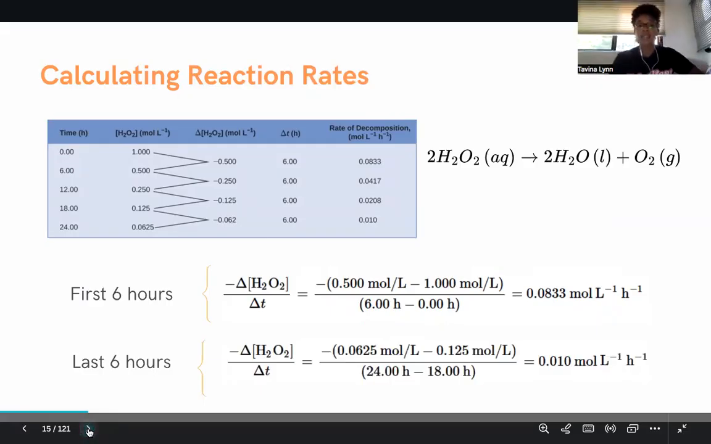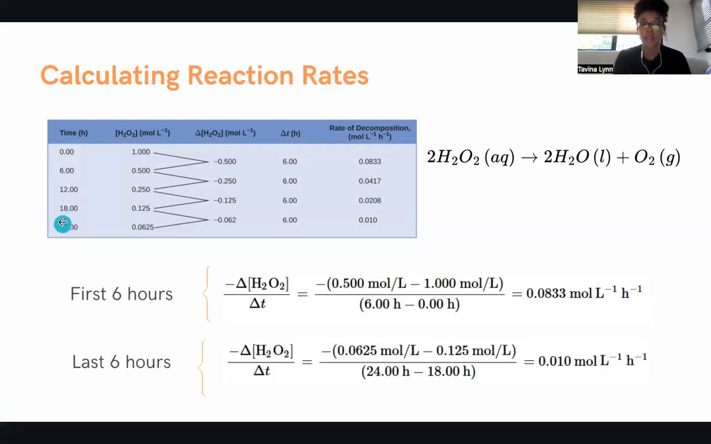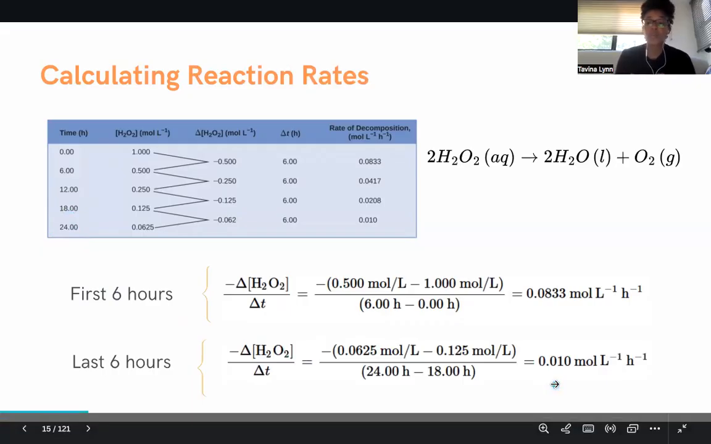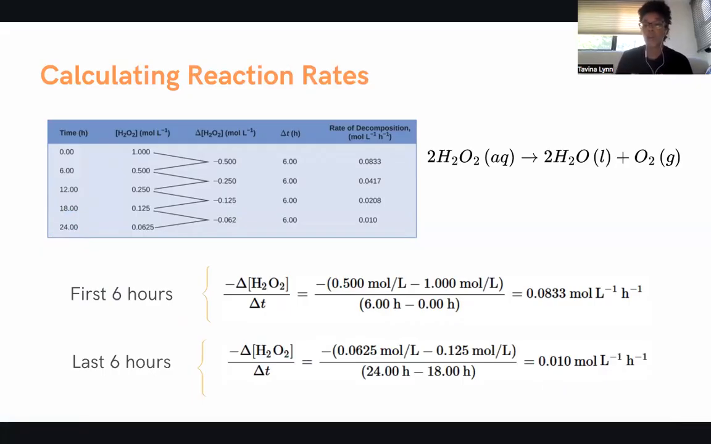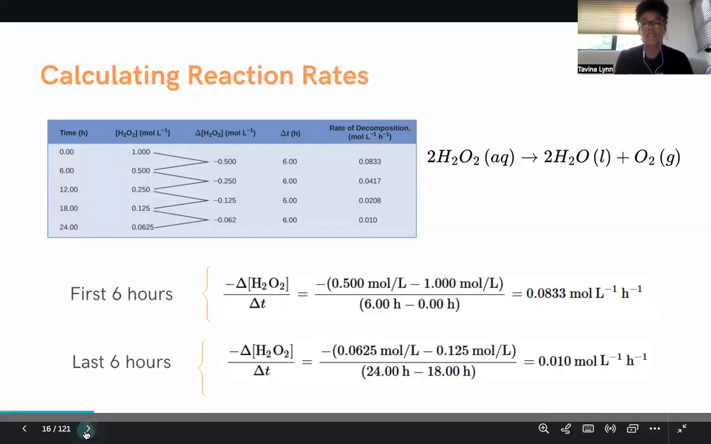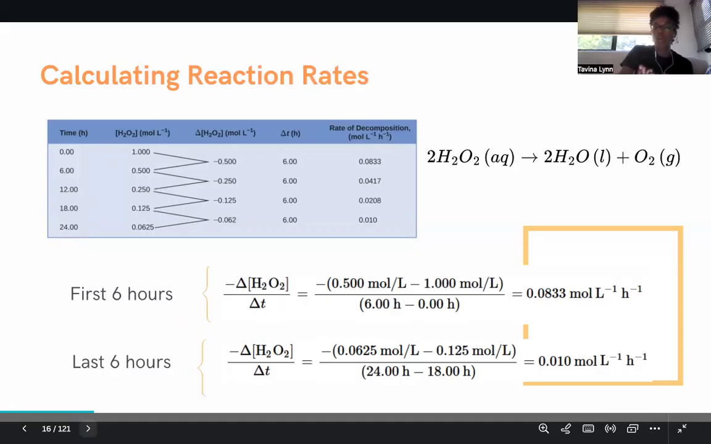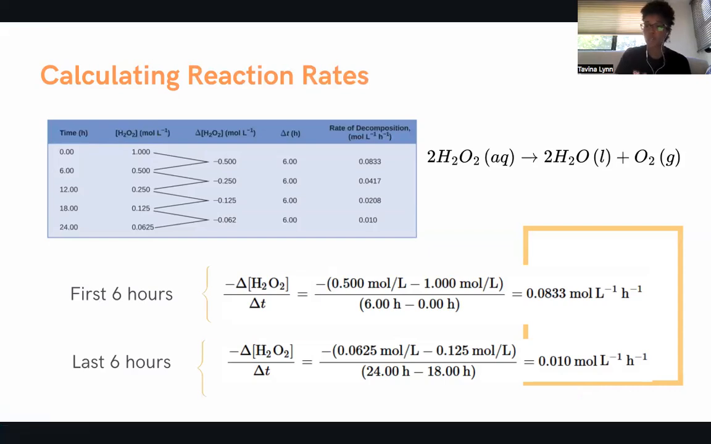If we calculate it in the last 6 hours, right, where our final time point is 24 hours and our initial time point over the last 6 hours is 18 hours, the rate is 0.010 molarity per hour. So what we see here is that as hydrogen peroxide is consumed, or as it decomposes, the concentration decreases and the rate slows down. The rate also decreases, which might intuitively make sense, right? As more hydrogen peroxide is used up, is decomposed, our rate slows down with a decrease in concentration.